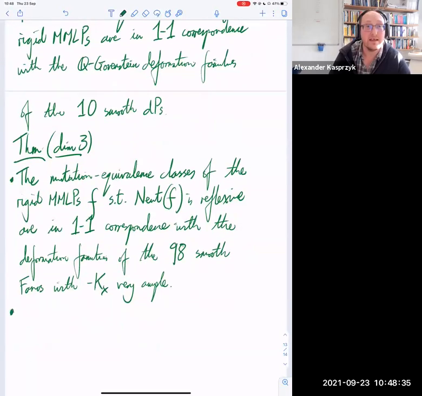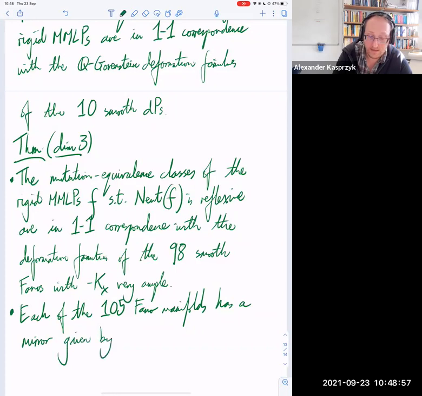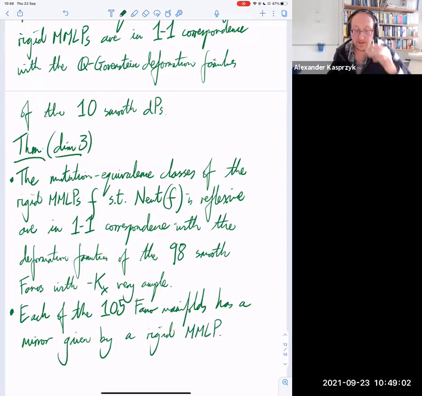And the second key thing is, in fact, each of the 105, so the missing 7 cases, has a mirror given by a rigid MMLP. So the missing 7 cases, just like in the two-dimensional case where there were 2 cases missing, also got mirrors, of course they have, and these are given again by rigid MMLPs.